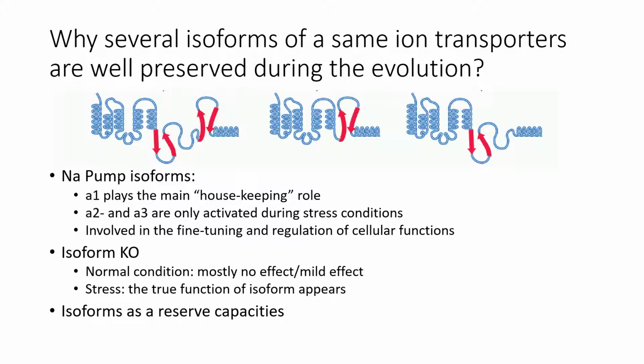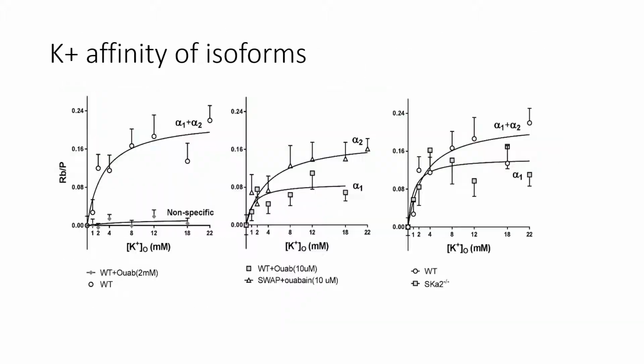This is also a common pattern that is observed for many other protein isoforms. You knock out one isoform, you put the organism under the normal condition, and mostly there is no effect or a very mild effect. You put the organism under a stress condition, and the true function of that isoform appears because the organism cannot tolerate this specific stress condition. In this view, isoforms are seen as a reserved capacity.